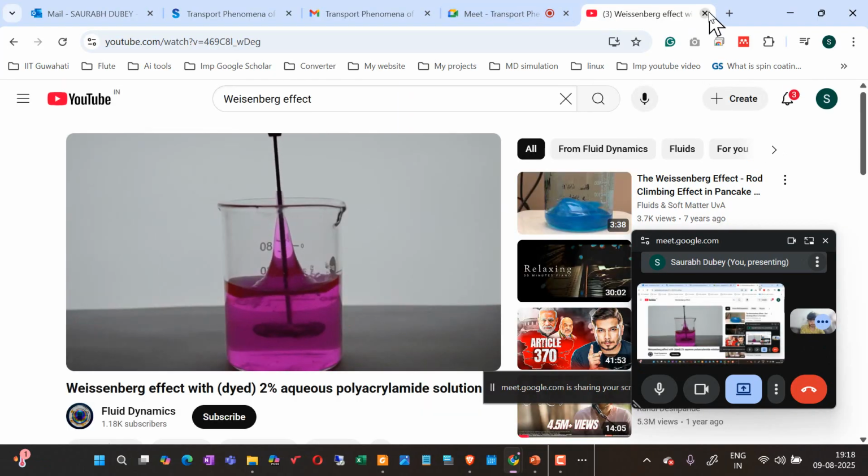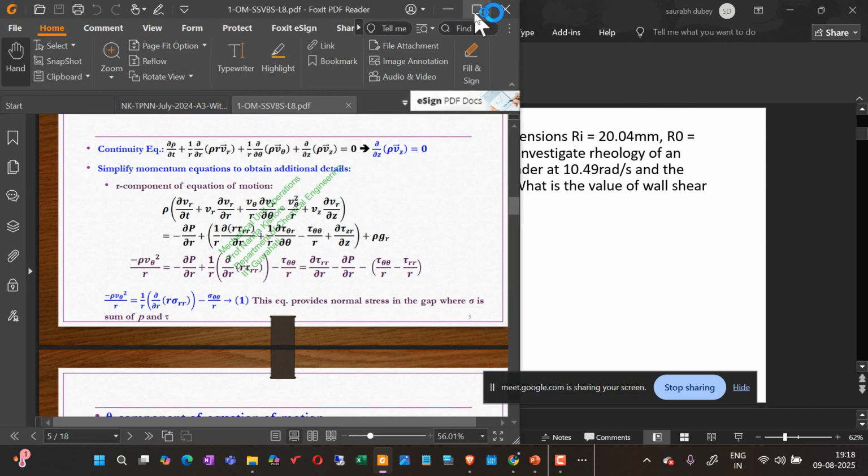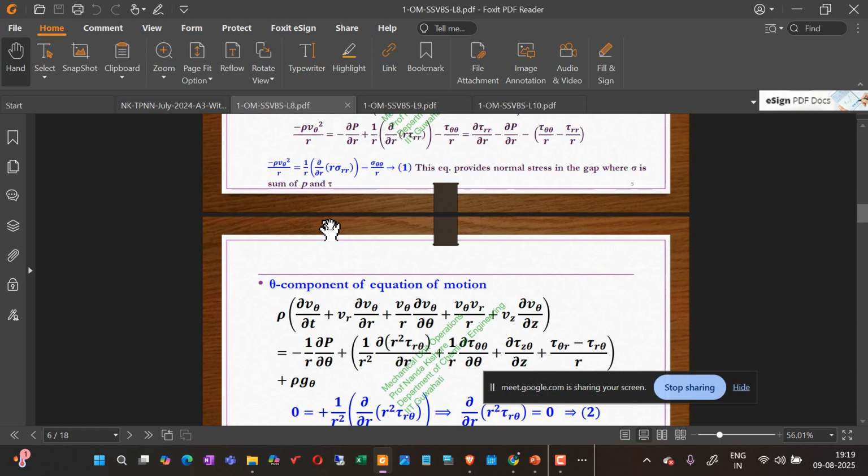So we are going to discuss how this is happening, right? These are the components, del theta theta, sigma r or sigma theta theta. These are the components that are actually leading to the vertical motion of the fluid. And then this is the normal stress in the gap, where sigma is the sum of p, which is the normal pressure, and tau, the deviatoric stress, right?